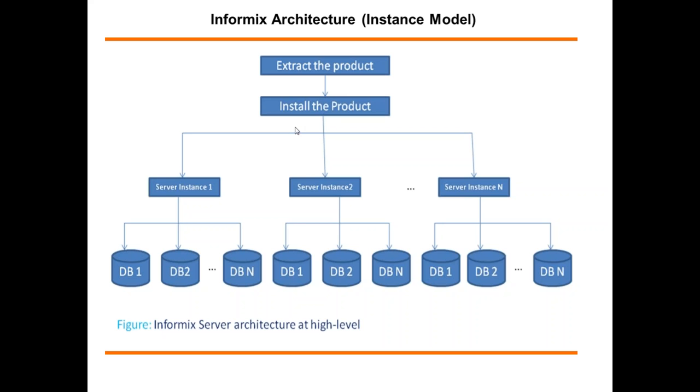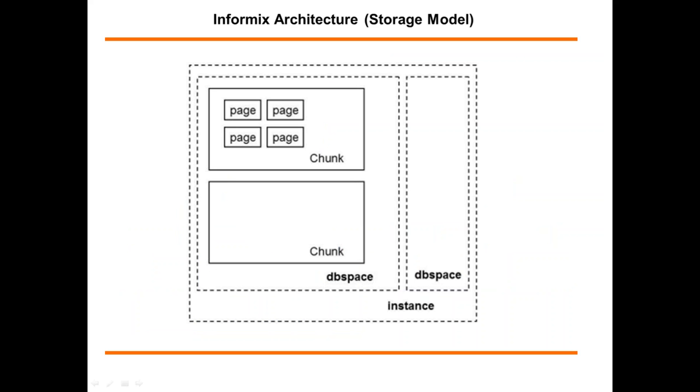We know this architecture, right? The Informix architecture from the instance model. So we just created one server instance that got four default databases, and we also created another server instance that got four default databases. I'm trying to add one more database here. To add one more database, we need to look at the Informix architecture from the storage point of view.